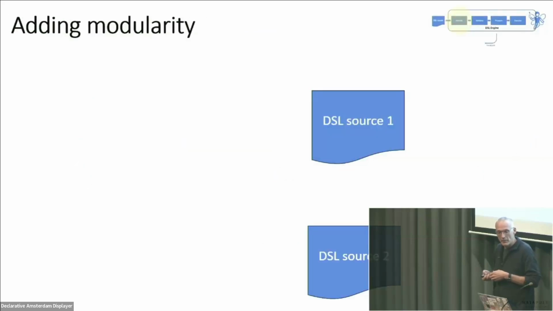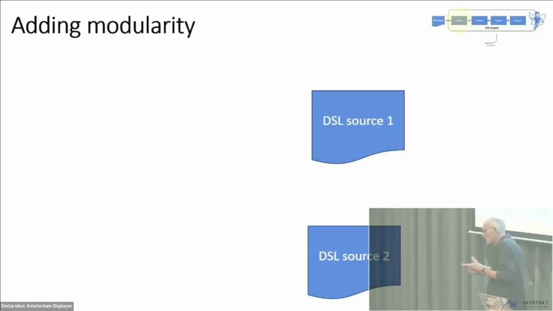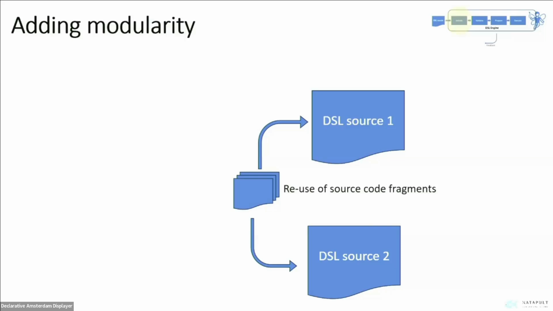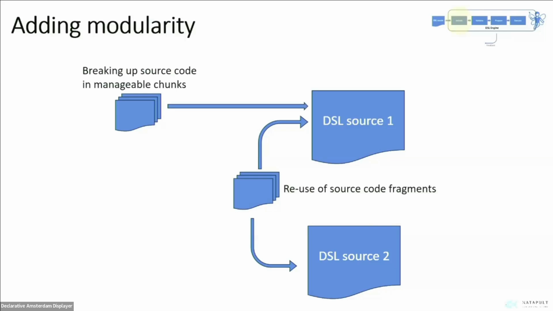Let's talk about the inclusion thing. And that is of course not just including, it's about adding modularity to your DSL. That's important. Why? Because maybe you want to reuse pieces of your DSL code. And not only that, sometimes your DSL source gets pretty big and you want to break it up into manageable chunks. And of course, sometimes you even have includes in includes or modules that are used by other modules.